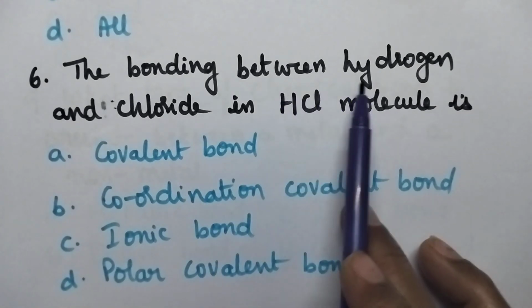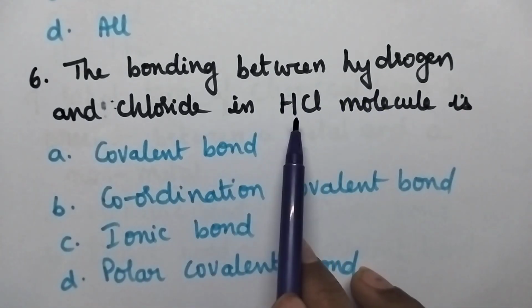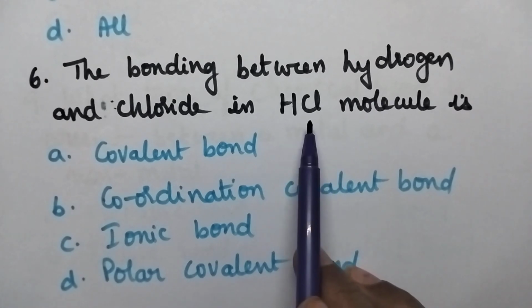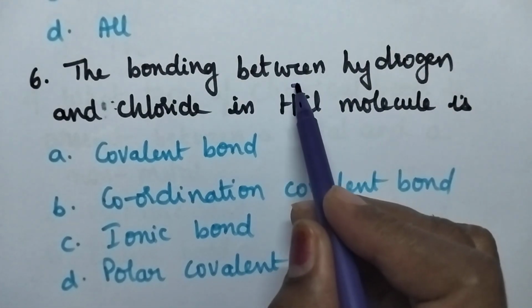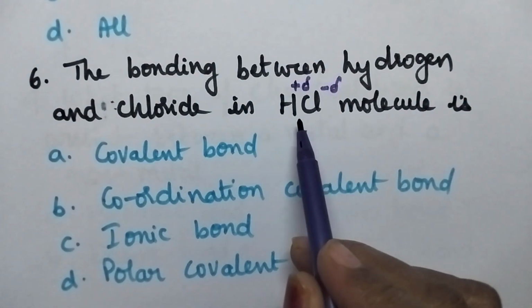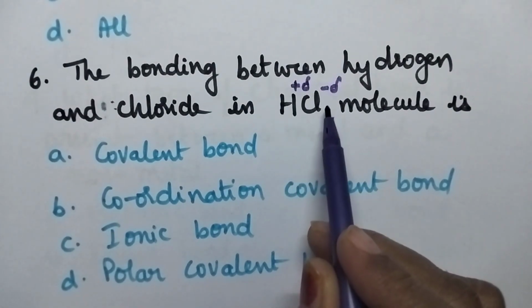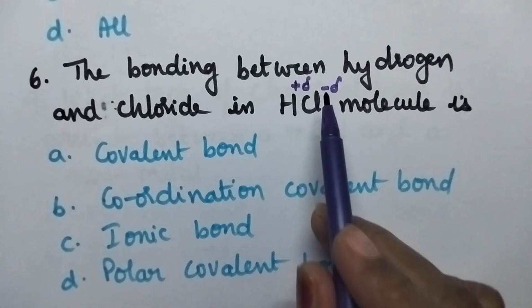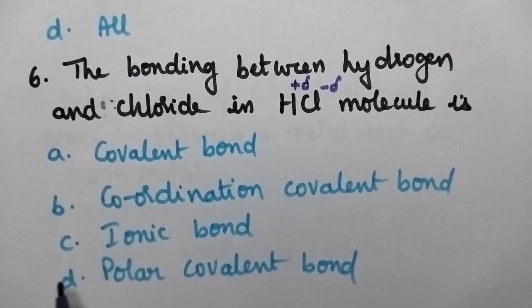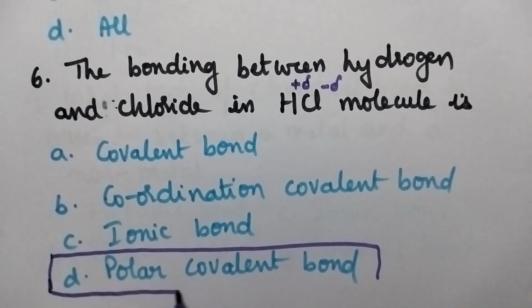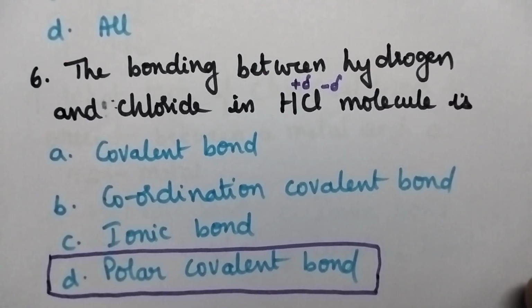The bonding between hydrogen and chlorine in the HCl molecule is: HCl in general contains a covalent bond, that too a polar covalent bond. Because of the high electronegativity difference between the chlorine and hydrogen atoms, chlorine attains a partial negative charge whereas hydrogen attains a partial positive charge, and hence truly a polar covalent bond is present in the HCl molecule. So option D is the right answer.